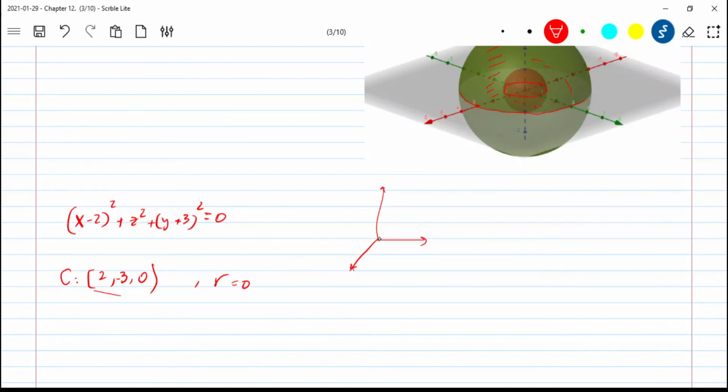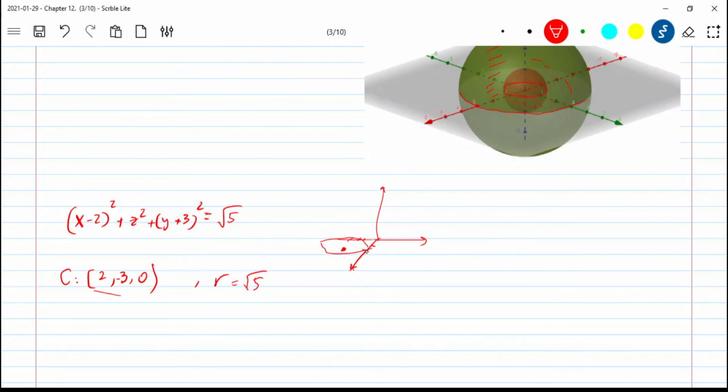2, negative 3, and 0. So 1, 2 along x, negative 3 along the y, 1, 2, 3 here, and z 0. So that is the point with the radius 0. If the radius was square root of 5, then you would have a sphere. Just imagine you have a sphere.